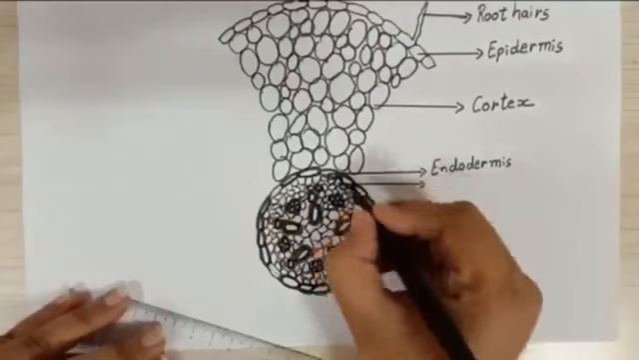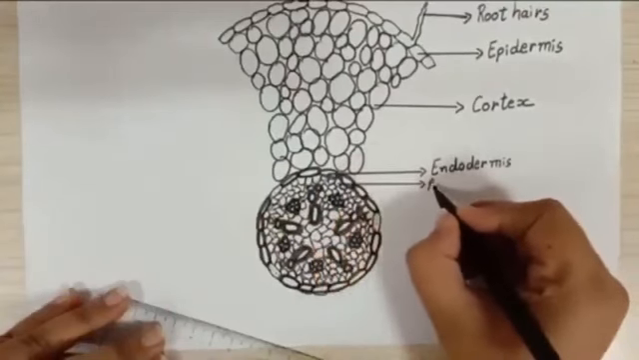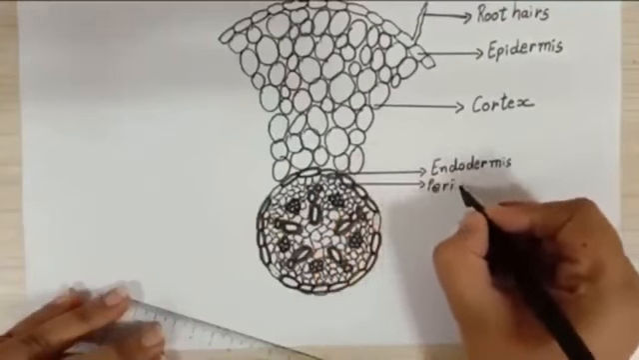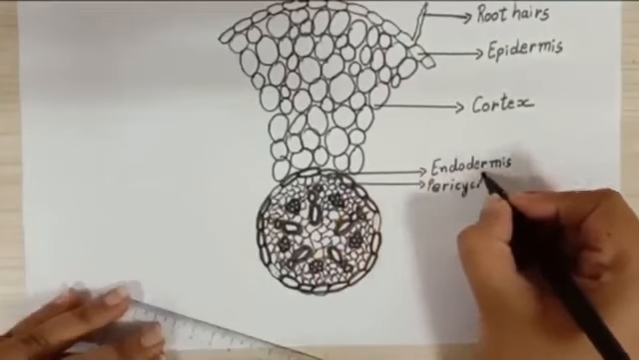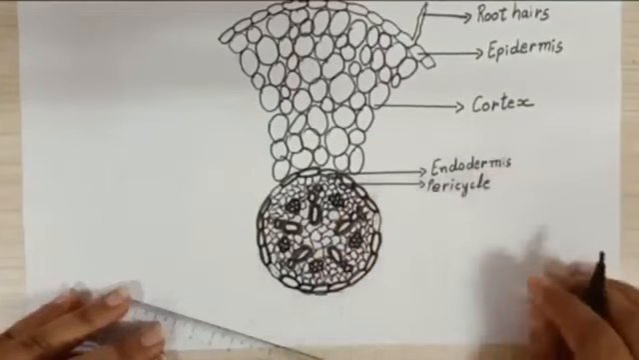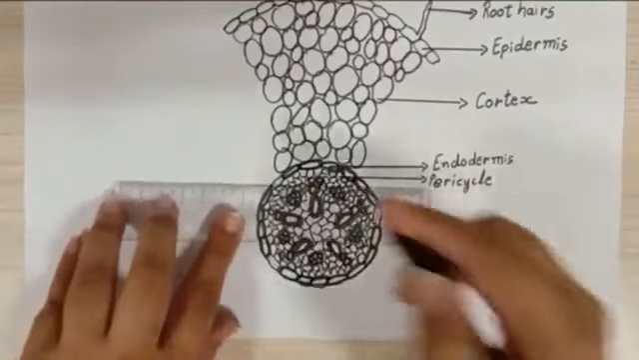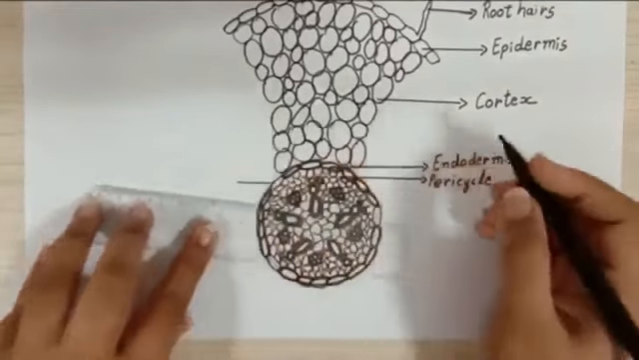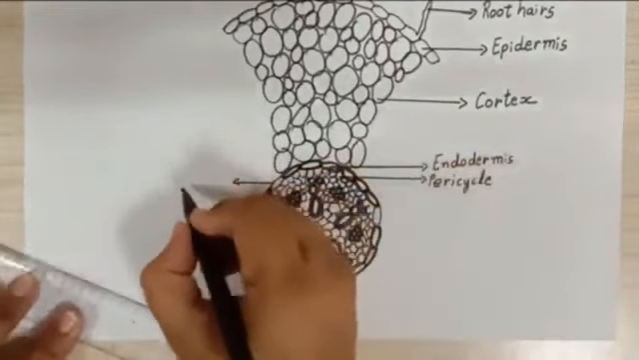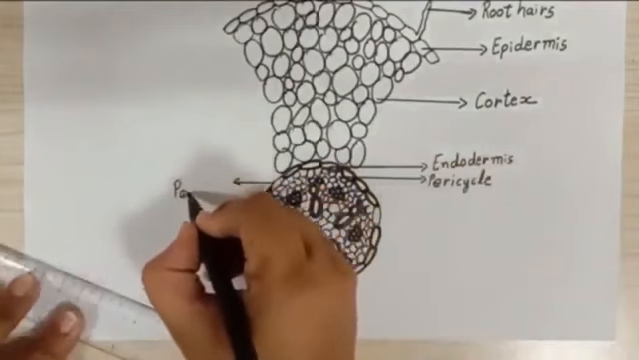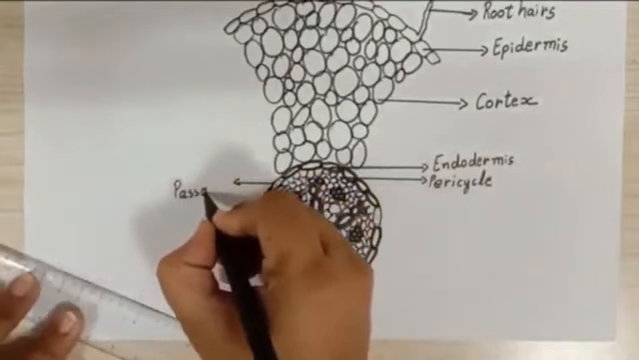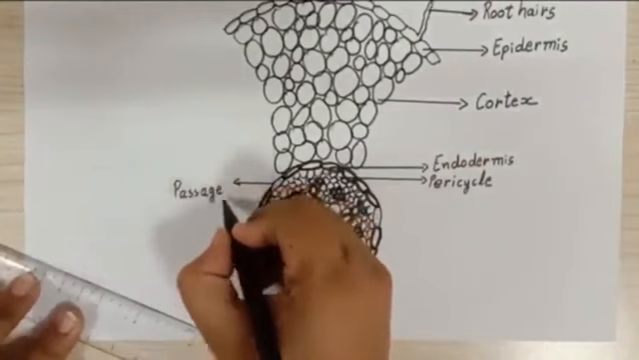Find the various parts given over there. The outer is root hair, followed by epidermis, and the region between the epidermis and endodermis is the cortex, and the outermost layer of the vascular bundle, endodermis, surrounded by the pericycle. There is another important character called the passage cells.